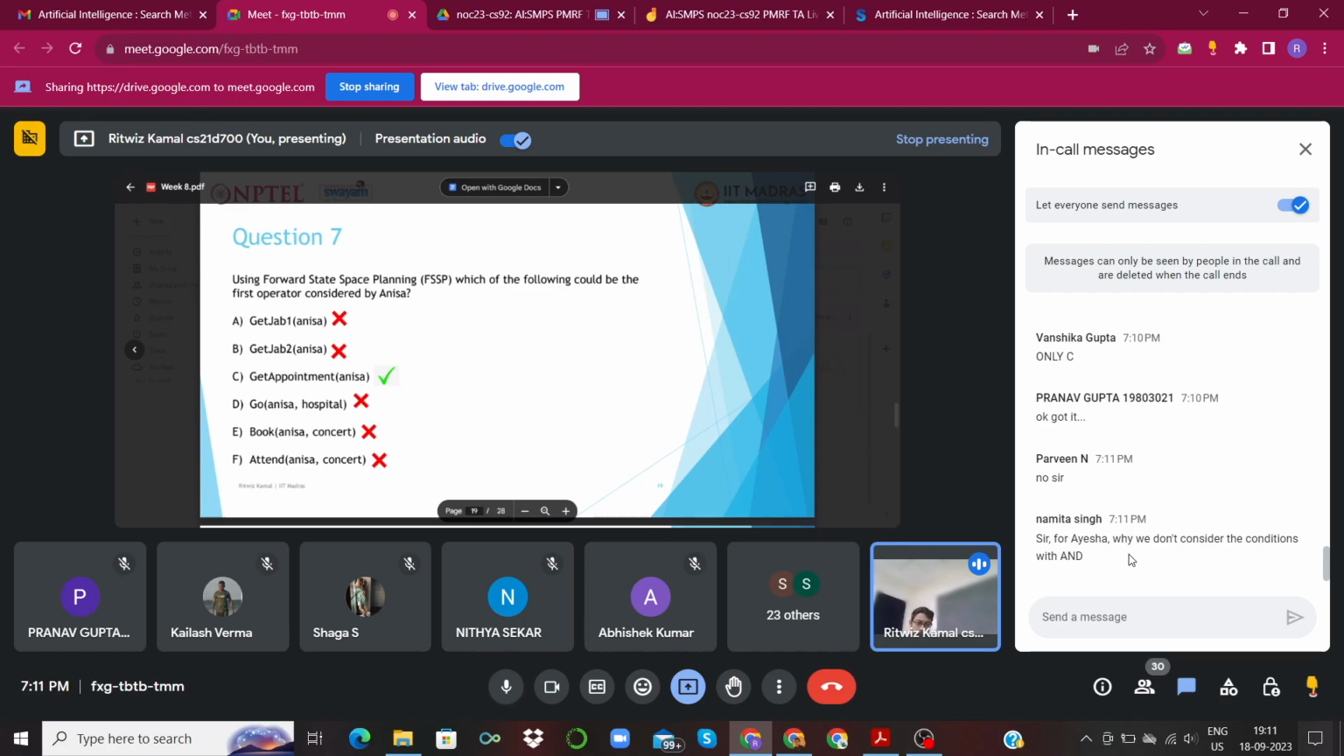Okay, so there's one question in the chat box for Aisha. Why don't we consider the conditions with and? So we do, right? When we are trying to apply the get jab 1 Aisha operator, we do use all the 3 initial conditions that are given to us, right? Were you referring to that, or can you elaborate a bit more on what exactly your doubt was?